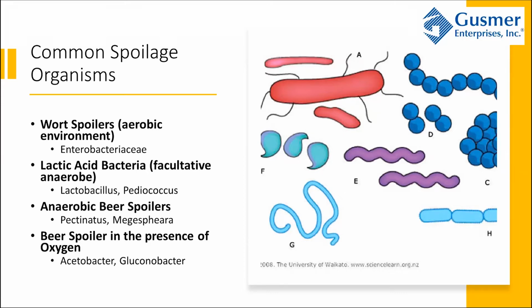Then we have anaerobic beer spoilers, and these are Pectinatus and Megasphaera. Also, we have beer spoilers in the presence of oxygen, and these are Acetobacter and Gluconobacter.